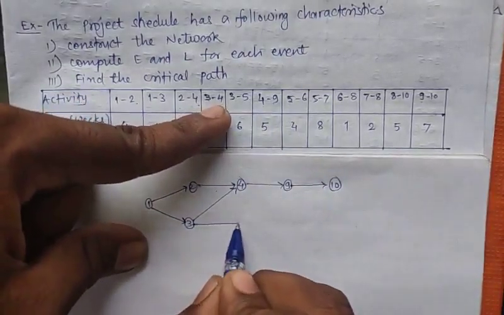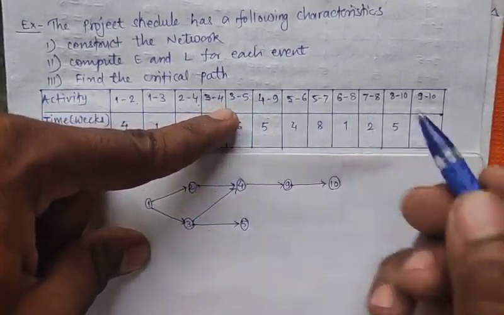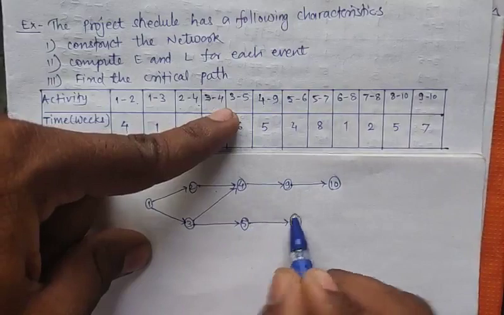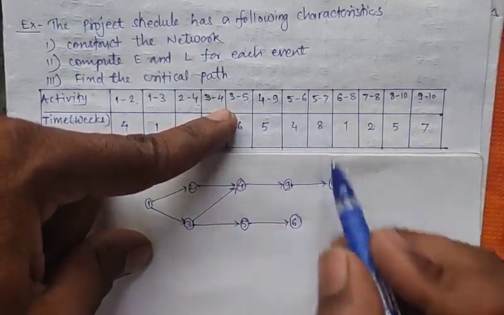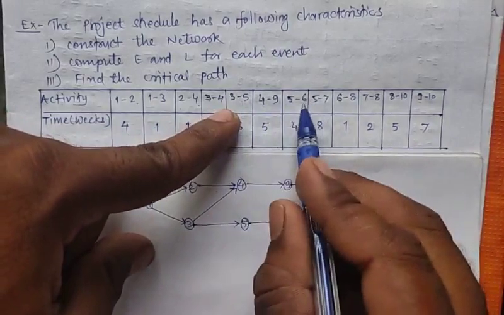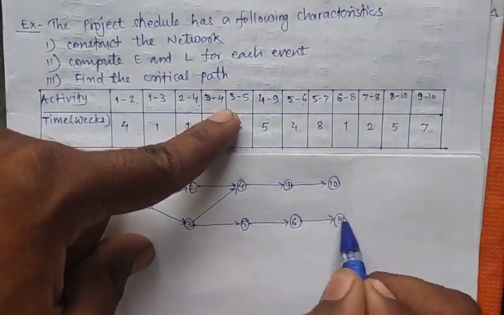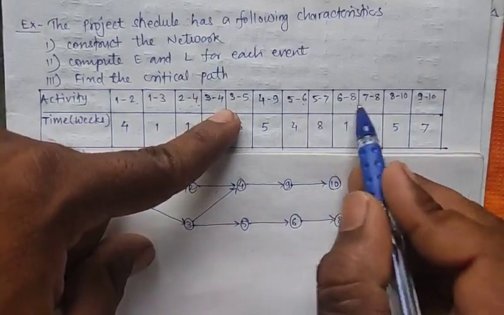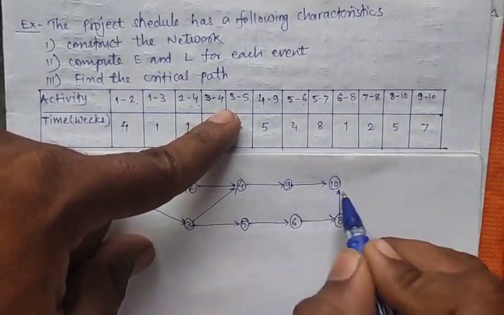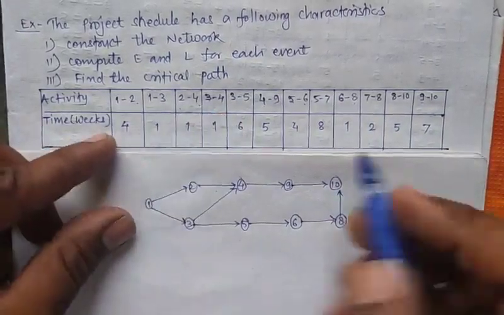3 goes to 5, and 5 goes to 6. Then 6 goes to 8. Next, 8 goes to 10, and 10 is the last event. Okay, so this is done.